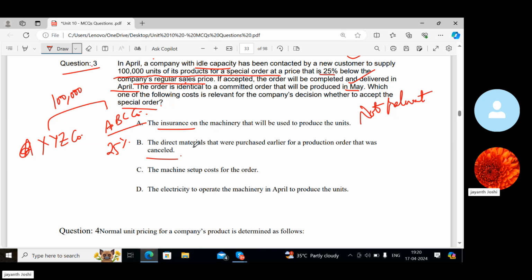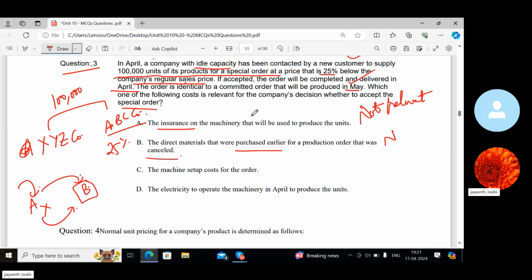Direct material that was purchased earlier for a production order. Already you had an order that got cancelled. So that is already there and you are going to divert that into this special order. Are you going to purchase anything extra? I got order A that got cancelled, and the material has already been purchased. I'm just putting this into order B. I'm only concerned with order B's cost, right? Did I purchase something for order B, the special order? I did not purchase anything extra. The same material I'm using. So this is also not relevant, right?